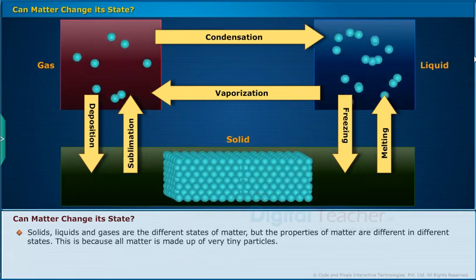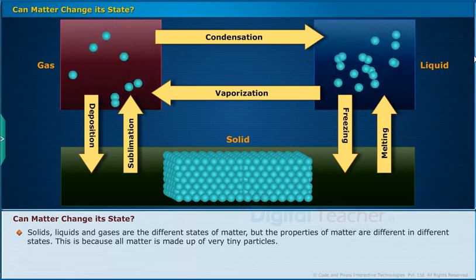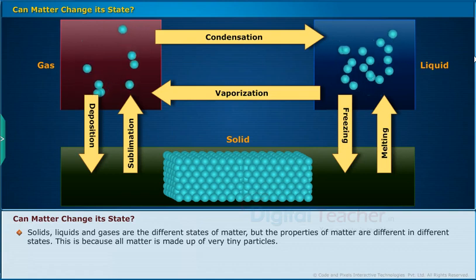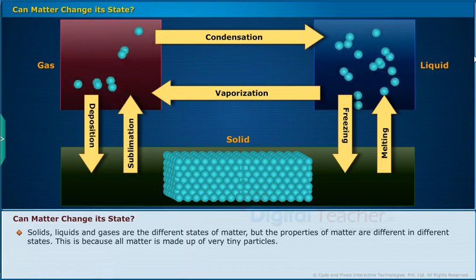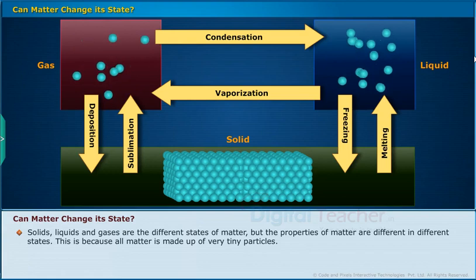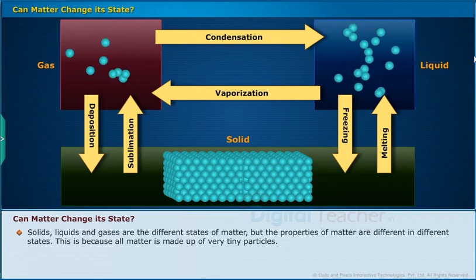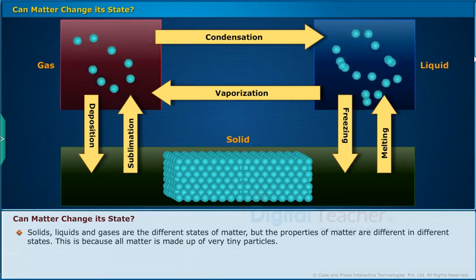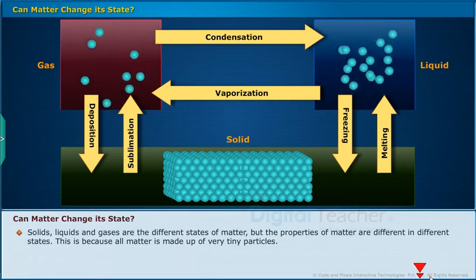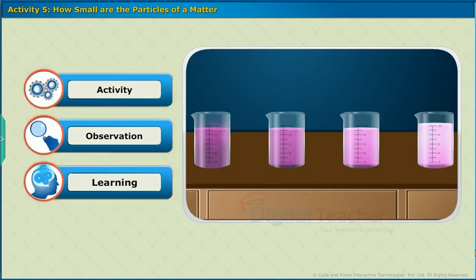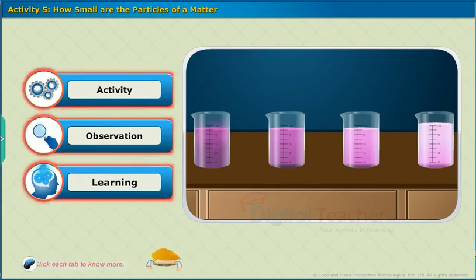Solids, liquids, and gases are the different states of matter, but the properties of matter are different in different states. This is because all matter is made up of very tiny particles. Let us do some activities to know about these particles and their arrangement in their various forms. Here, let us perform an activity to know how small the particles of matter are. Click each tab to know more.